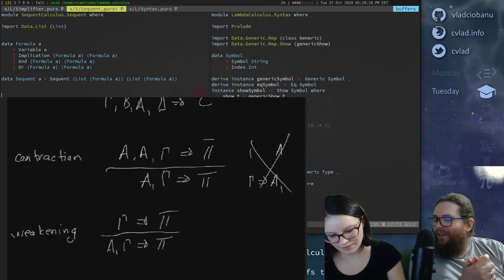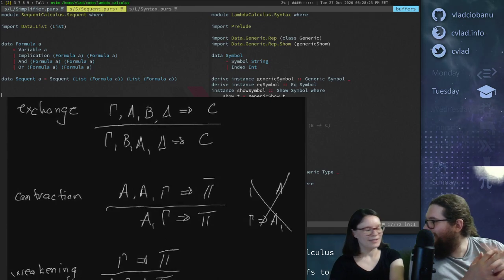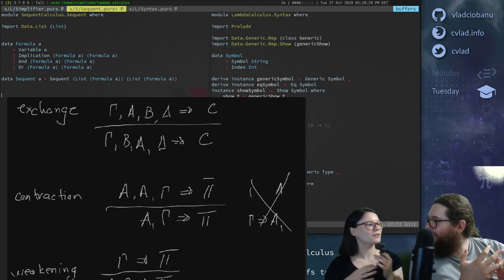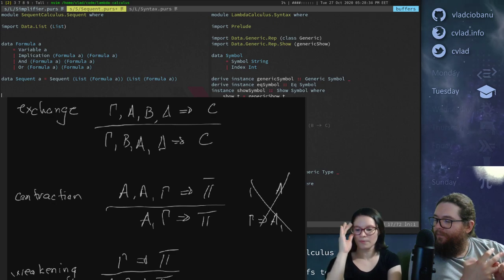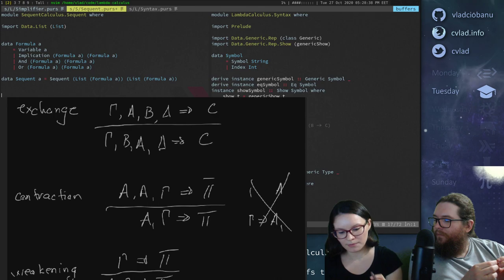Sorry for ruining your example, though. And what we want to do now is, okay, delete all these rules and embed them in the rules for the connectives, in order not to apply contraction or weakening.